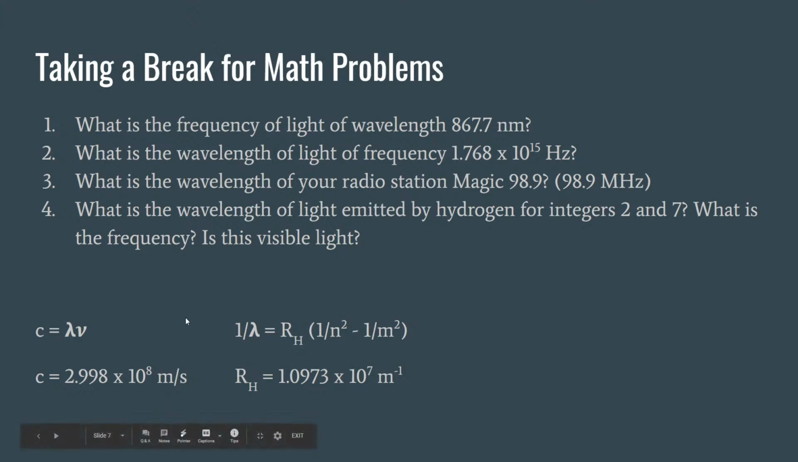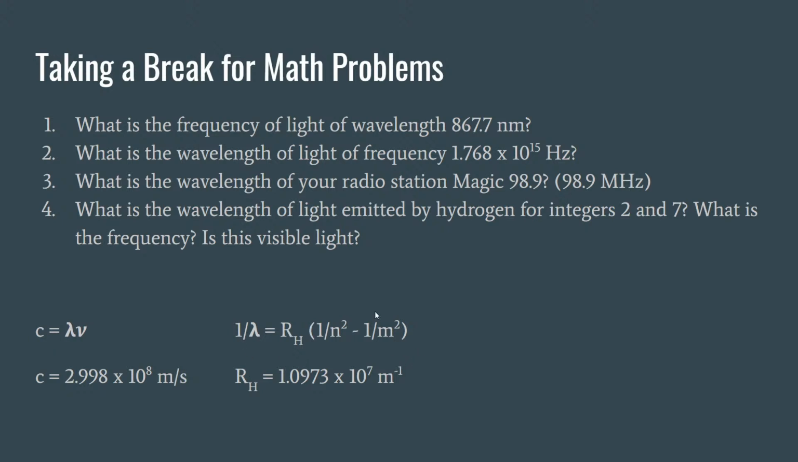Light travels at 299.8 million meters per second. It moves very, very quickly. So wavelength and frequency for light are always tied together. One thing they could ask you to do on a test is give you a wavelength and ask you to find a frequency, and then the exact same way, give you a frequency and ask you to find a wavelength. So real quick, I'll walk through those problems.